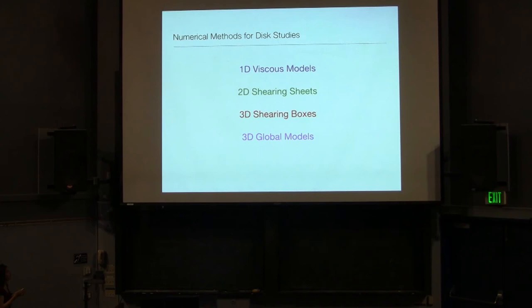If I want to study a process in sort of gory detail at very, very high resolution, but give up on some of the three-dimensional aspects of physics, shearing sheets are great. Shearing boxes are better, but now in 3D you're going to have to sacrifice resolution. And then 3D global models are really what we're always going to be aiming for, but then you have so much computational expense that you necessarily give up on resolution and time scale.